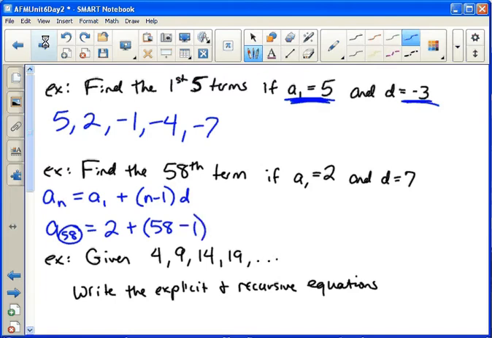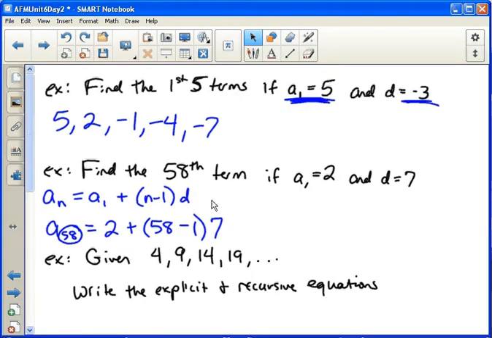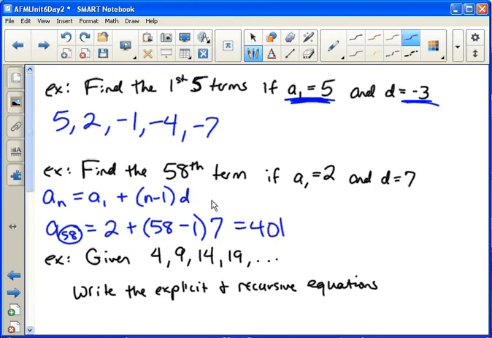So if I plug that in, let's see what we get. 2 plus parentheses 58 minus 1 times 7. And I get 401. So the 58th term is 401. And I was able to figure that out without having to find the first 57 terms first. So that's the benefit of the explicit formula. You can use it to find any term you want.